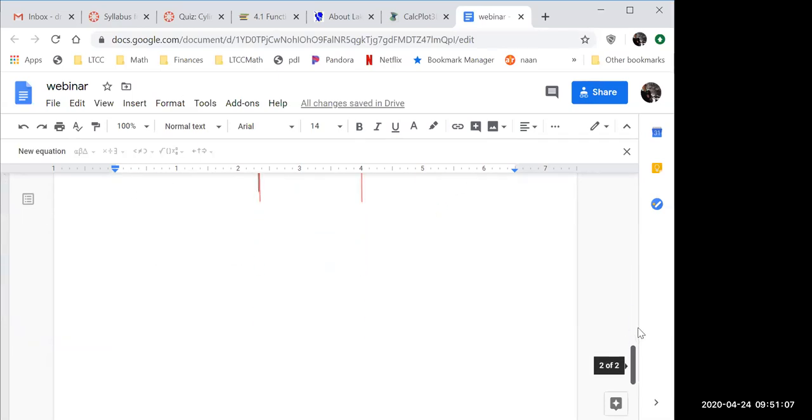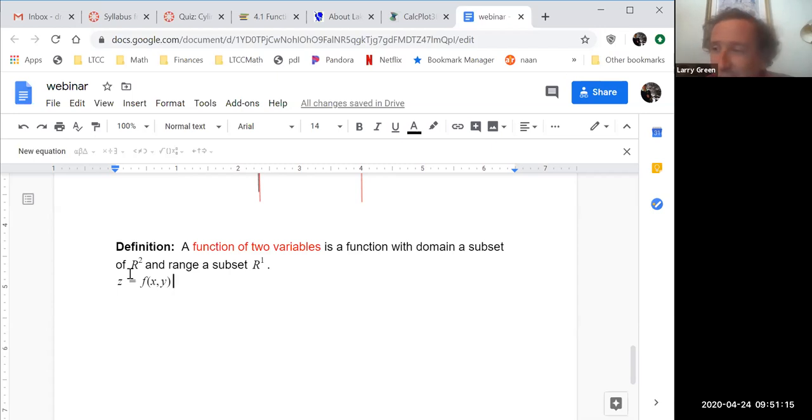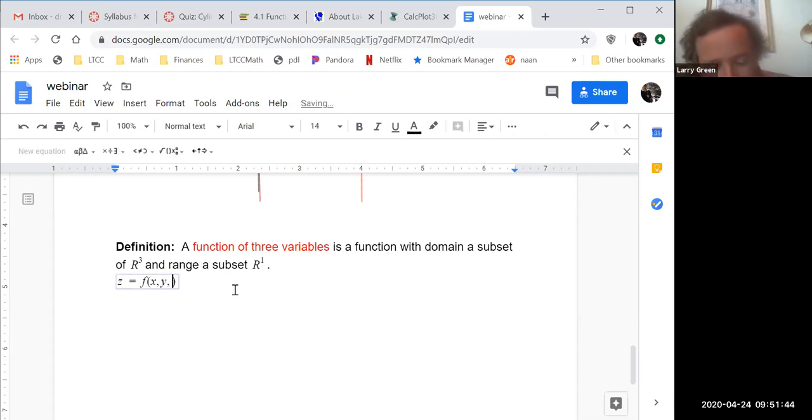R1. R1 or 3? R3. If the domain's R1, that's our good old fashioned y equals x or y equals x squared or something. That would just be a good old fashioned function that you learn in beginning algebra. So for a function of 3 variables, all I have to do is take the other definition and change the word 2 to a 3, change the R2 to R3, and change the f of xy to f of xyz, but then you probably don't want to have z on the left.